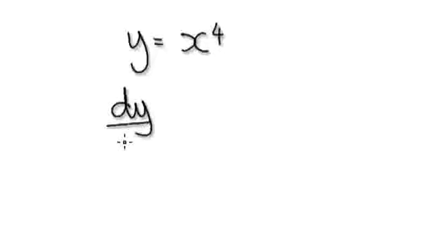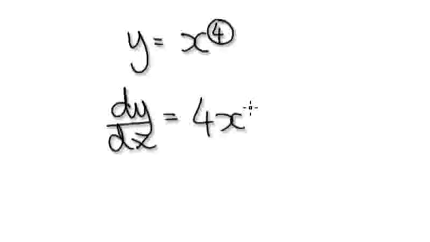In the past, whenever we try to differentiate something, I've always asked you to minus the index by 1. So for example, if you have y equals x to the power 4, if you differentiate this, dy by dx equals 4x, and then I've always asked you to minus this by 1, that will give you 4x to the power 3. But why always minus 1?